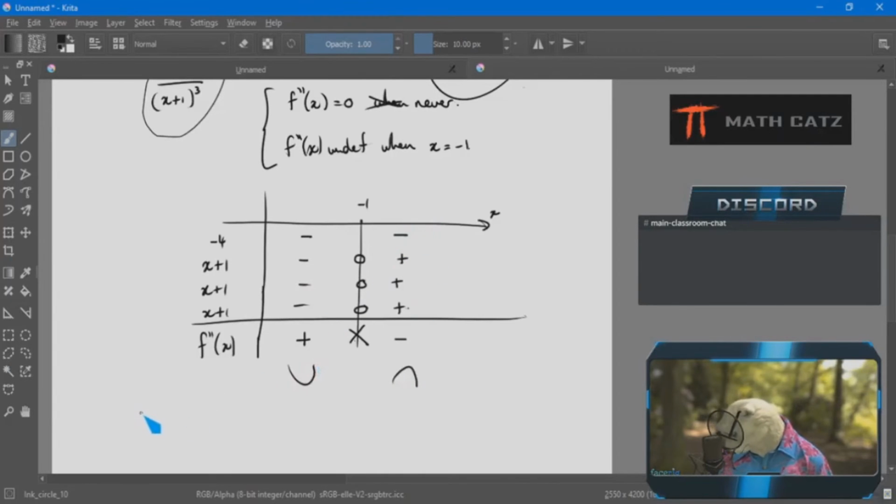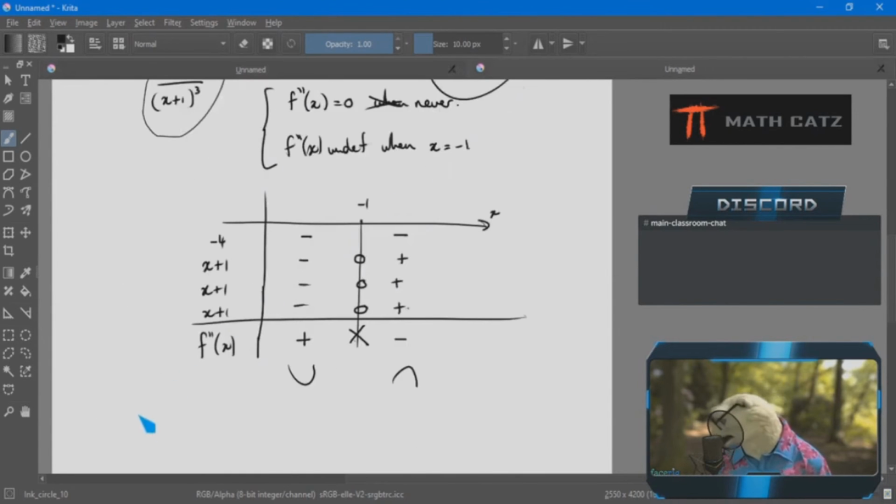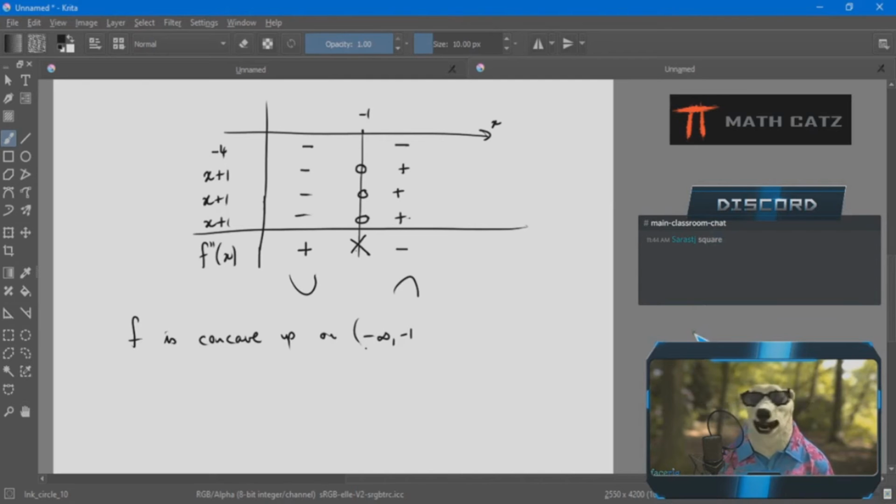Let's write the sentences. I did not write my sentences here, did I? Oh well, it's over. F is, I did actually, no I did, I remember. Concave up on negative infinity to negative 1. Infinity always gets a round bracket. Does -1 get a round bracket or a square bracket? I want to include it. I really do. I want to include as much as I can.